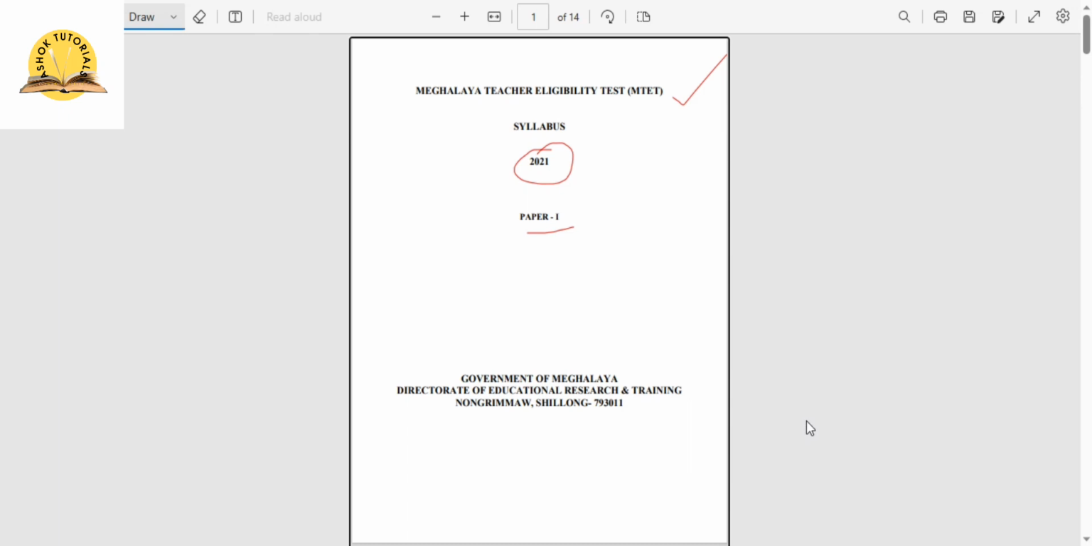So here what happens is that, you will say that this syllabus is of 2021. So even if there will be changes in the new syllabus for the upcoming MTET, there won't be much differences. Only a fraction of differences might be there, or maybe no difference at all. The syllabus will be same.